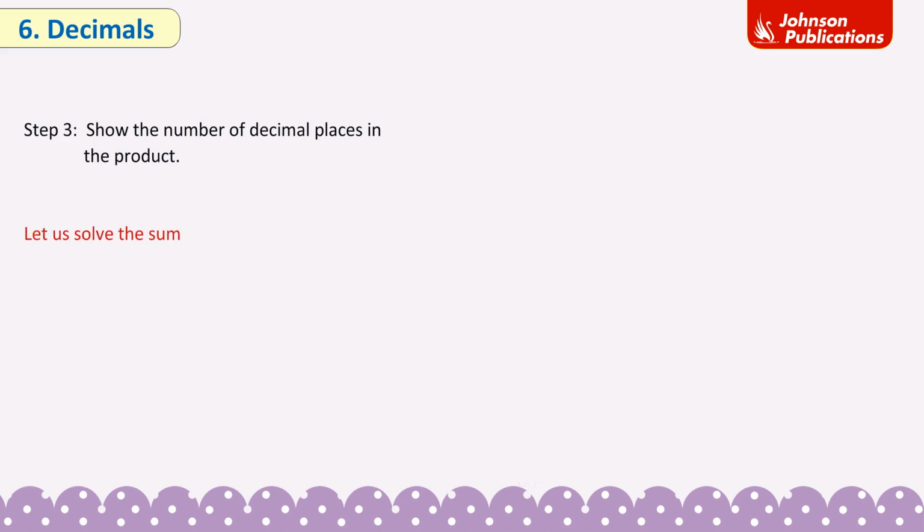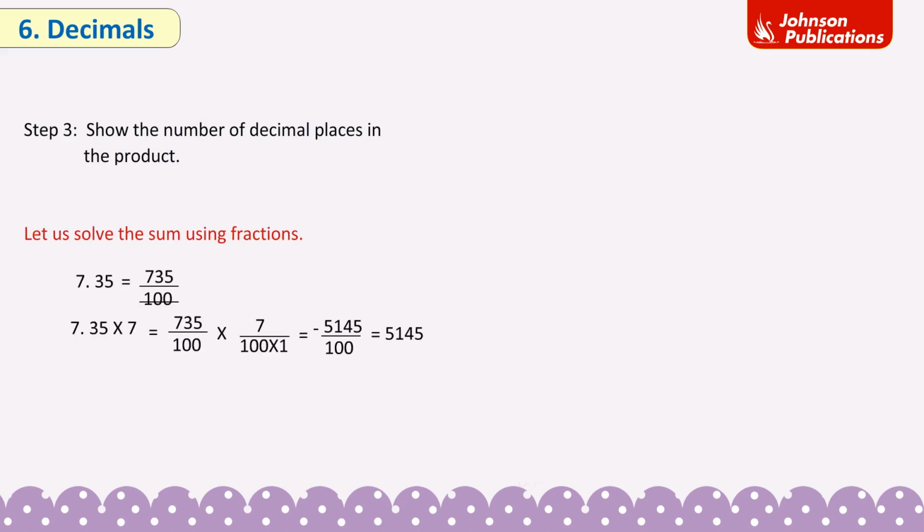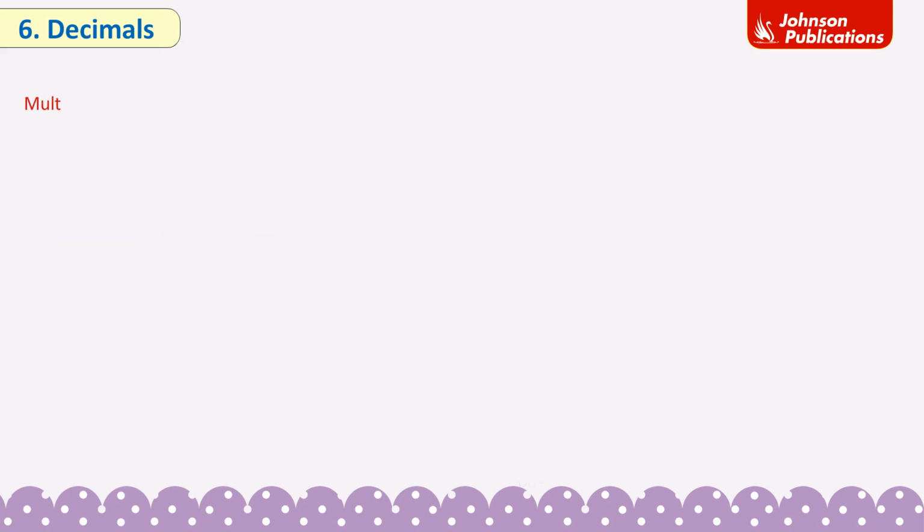Let us solve the sum using fractions. 7.35 is equal to 735 by 100. 7.35 multiplied by 7 is equal to 735 by 100 multiplied by 7 by 1, which is equal to 735 multiplied by 7 by 100 multiplied by 1, which is equal to 5145 by 100, which is equal to 51.45. Multiplication of a decimal by a decimal.